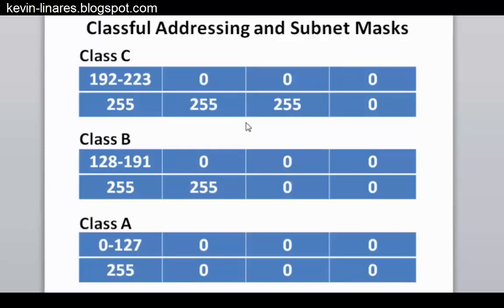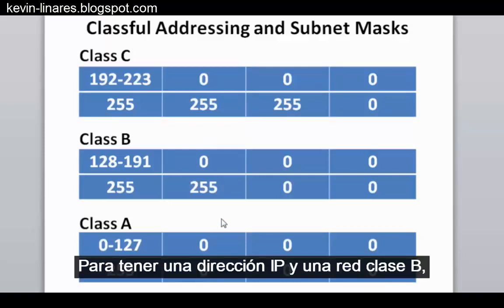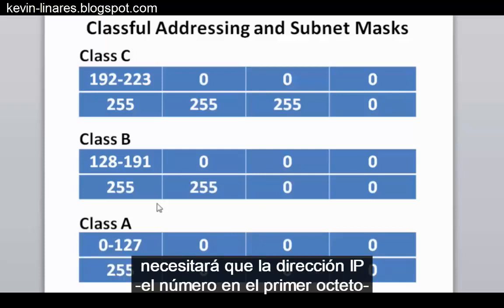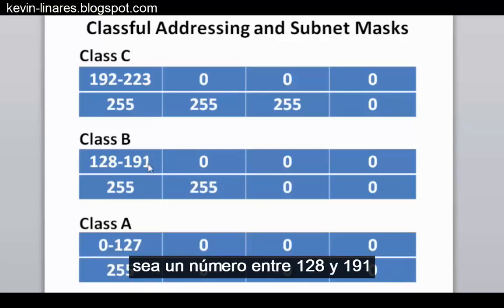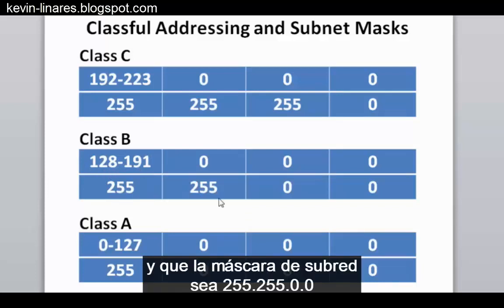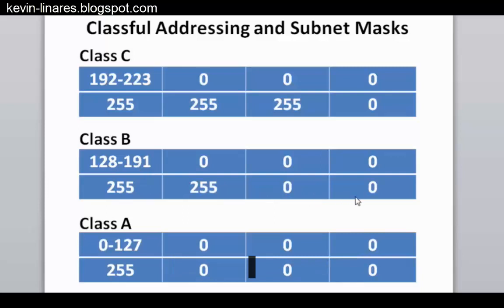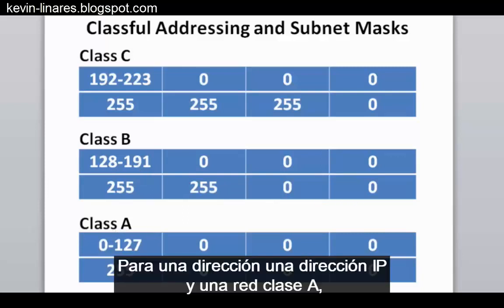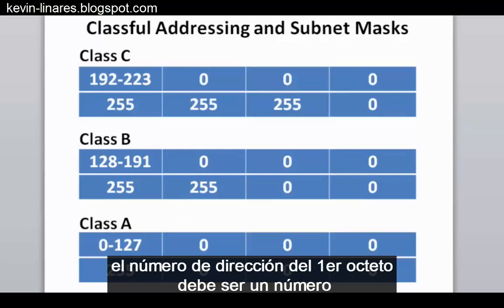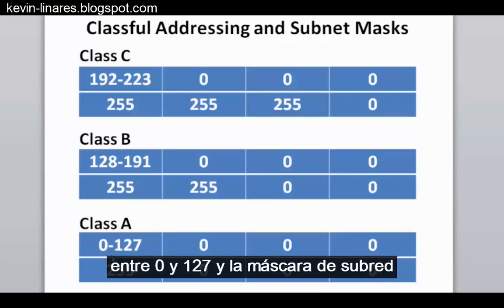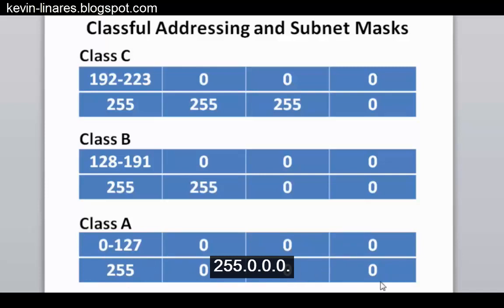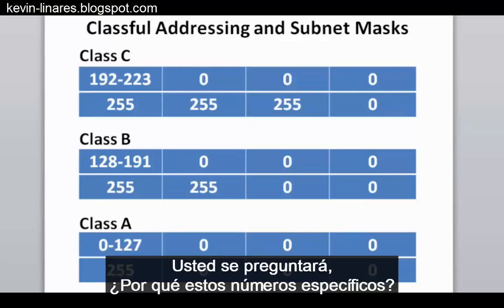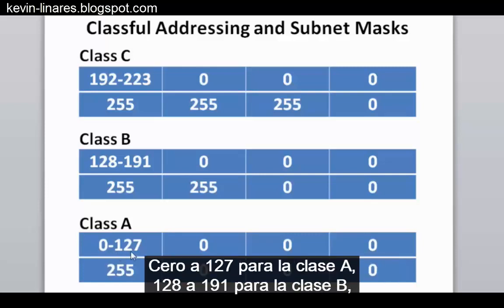To have a Class B IP address and network, you'd need the IP address, the number in the first octet, to be a number between 128 and 191, and the subnet mask would need to be 255.255.0.0. For a Class A IP address and network, the first octet address number would need to be a number between 0 and 127, and the subnet mask 255.0.0.0.